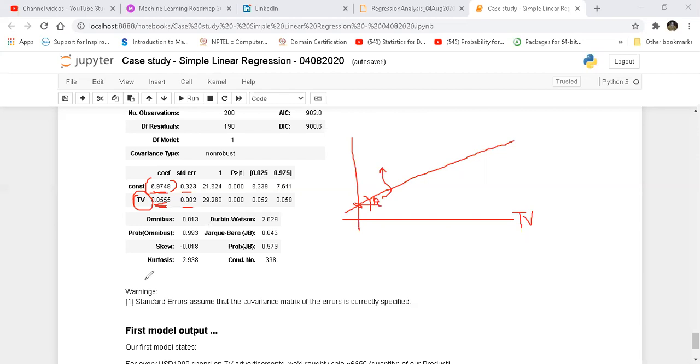Then moving on, we will look into this p-value. P-value is very close to 0, and obviously p should be less than my alpha value, which in this case I did not specify, right?